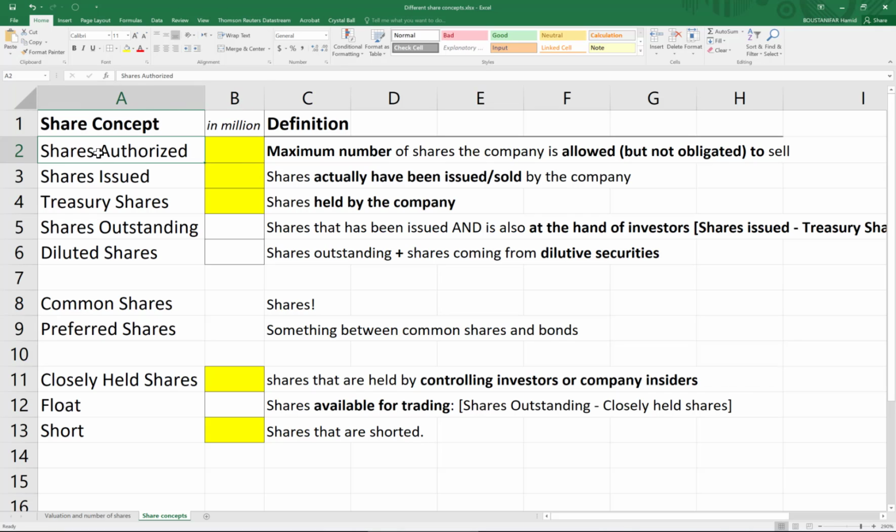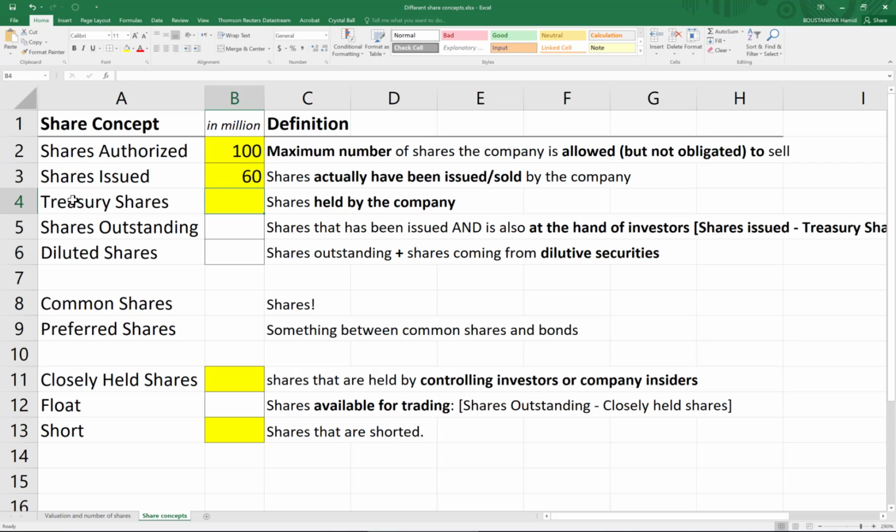So let's start with the shares authorized. What is that? This is the maximum number of shares the company is allowed but not obligated to sell. Okay, so that could be, for example, 100 million. That's the maximum number of shares the company could be selling. But what are the shares issued? These are the shares that the company has actually sold to the public. This could be, for example, 60 million.